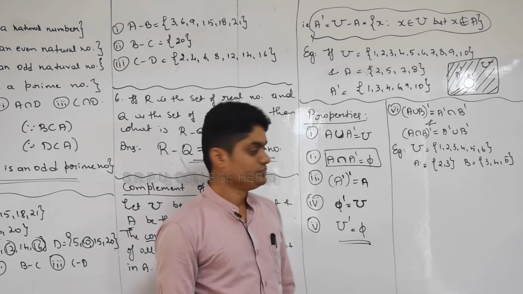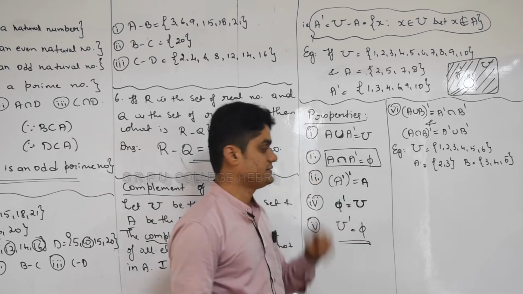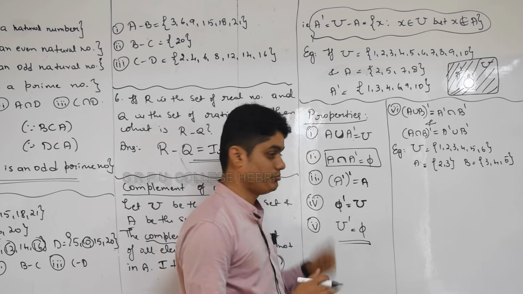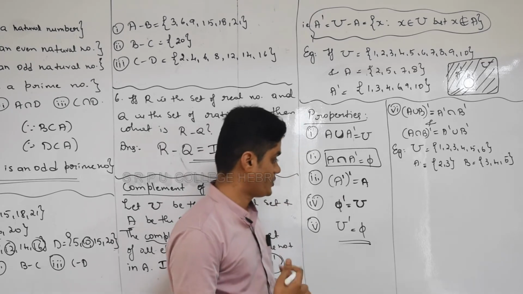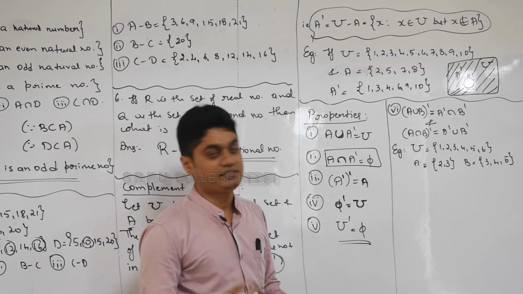So remember this property. A union A complement is universal set. A intersection A complement is null set. Complement of the complement is the set itself. Complement of null set is a universal set. Complement of universal set is null set.